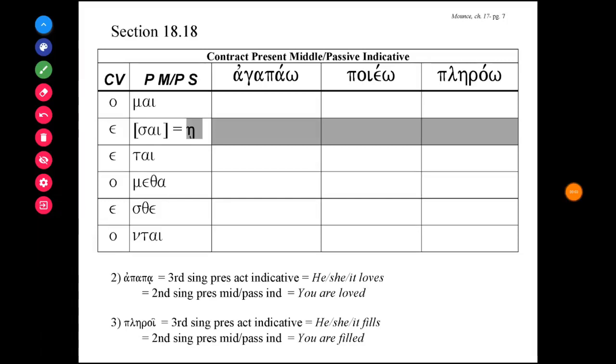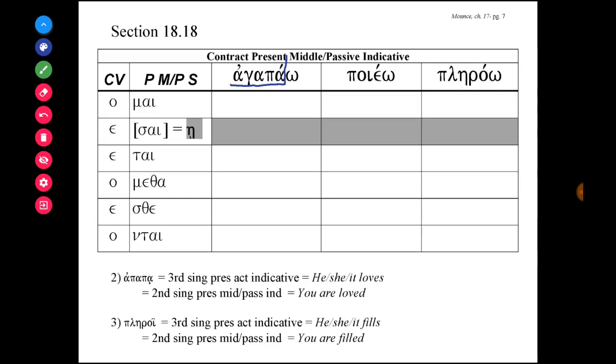In this instructional video, we'll go over those sections we skipped in Greek 1 that covered forms of the contract verbs. The present, middle, and passive indicative was a form that we studied in Mounce's chapter 18. And here we'll go over the present, middle, passive indicative for contract verbs, which also have vowel contraction. Let's go over the verb agapao, which has the stem ending in alpha.